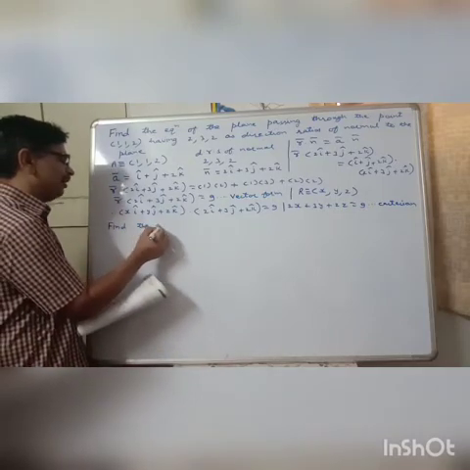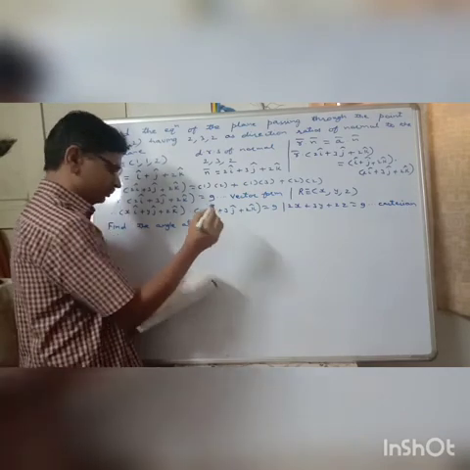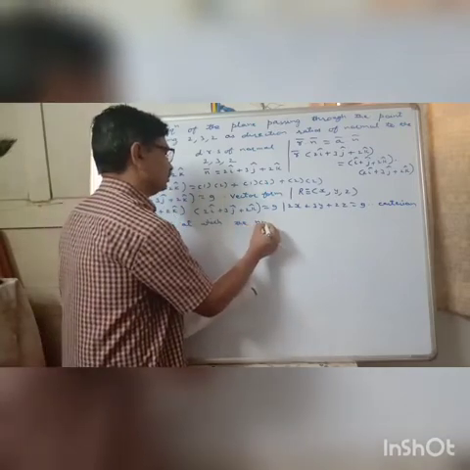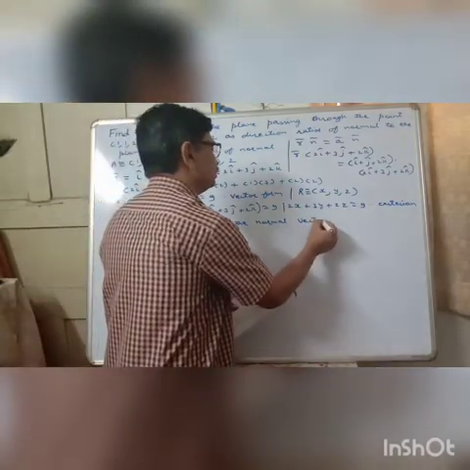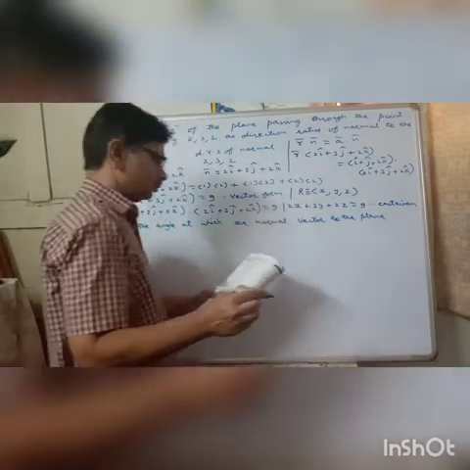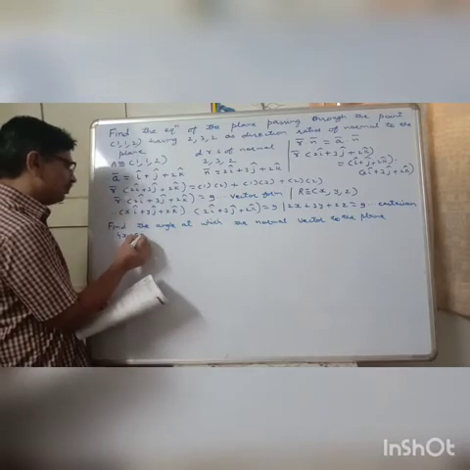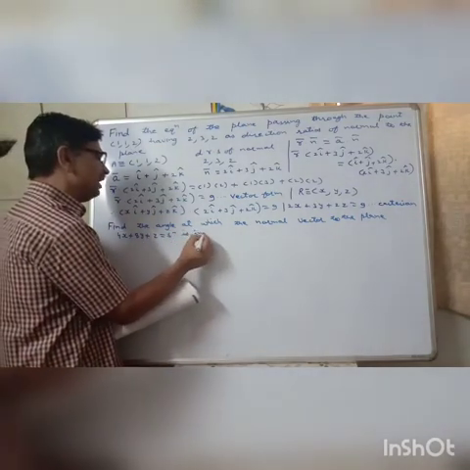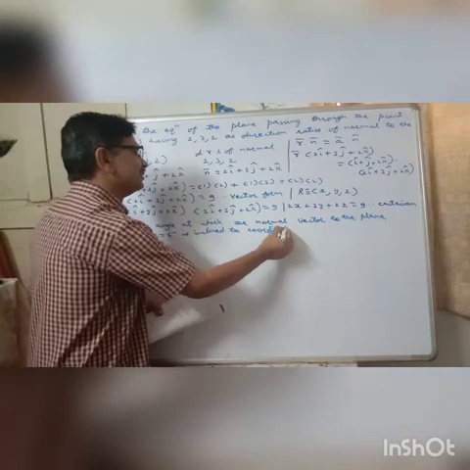Find the angle at which the normal vector to the plane (4x plus 8y plus z equal to 5) is inclined to coordinate axis.